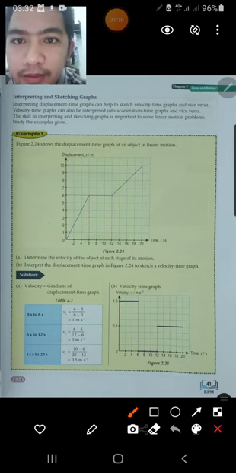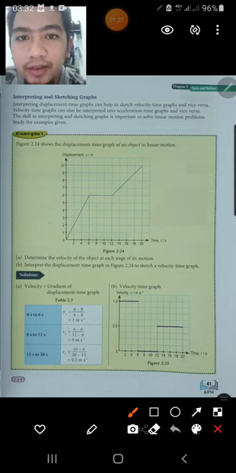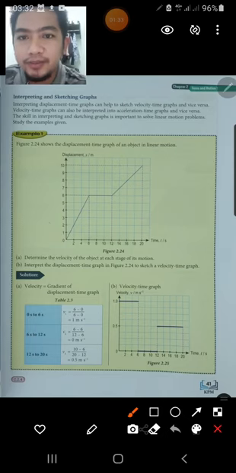Interpreting a displacement time graph can help to sketch a velocity time graph and vice versa. Like teacher said earlier, a velocity time graph can also be interpreted into an acceleration time graph and vice versa. The skill in interpreting and sketching graphs is important to solve linear motion problems. Study the examples given.